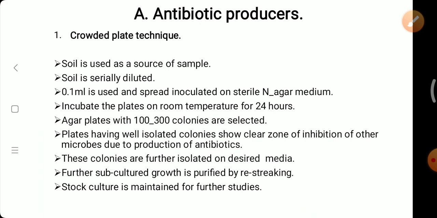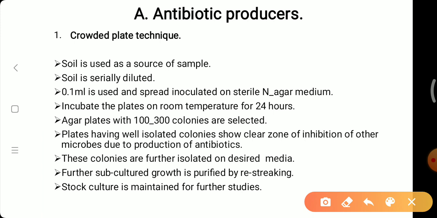The method we use for that is the crowded plate technique. First of all, we will take a soil sample. Soil is used as a source of sample. We will take a soil sample and go for serial dilutions in sterile distilled water tubes. After the serial dilutions, we will take 0.1 ml of aliquots and spread it on the nutrient agar medium. Or we can also take 0.1 ml of aliquots and put it into melted agar, and again pour it into the medium.